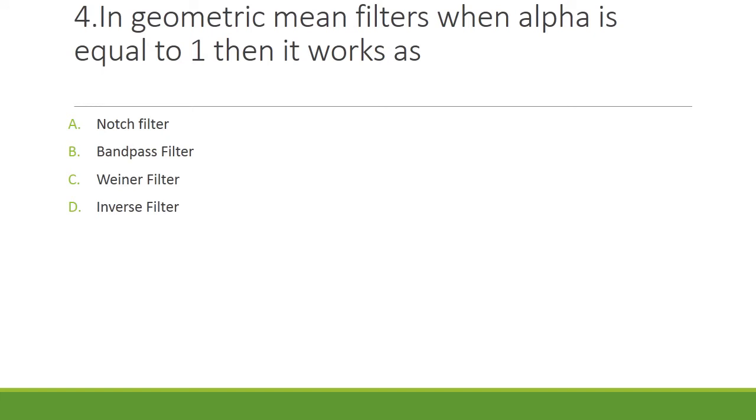Next question. In geometric mean filters, when alpha is equal to 1, then it works as option A notch filter, option B bandpass filter, option C Weiner filter, option D inverse filter. So when the alpha value is equal to 1, then it works as an inverse filter. So option D is the right answer.